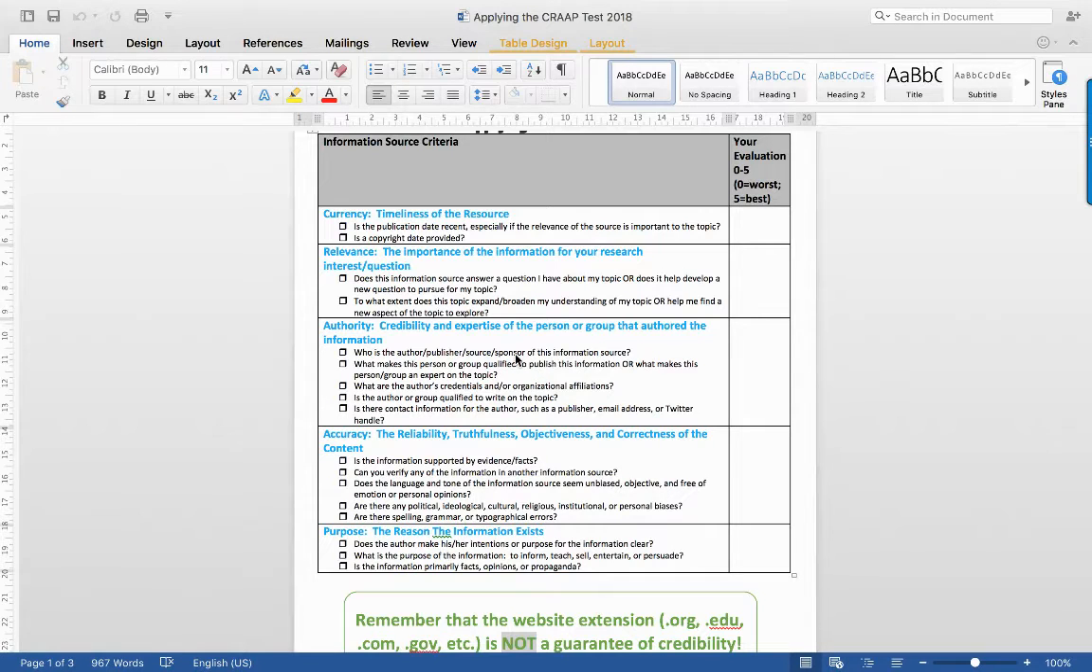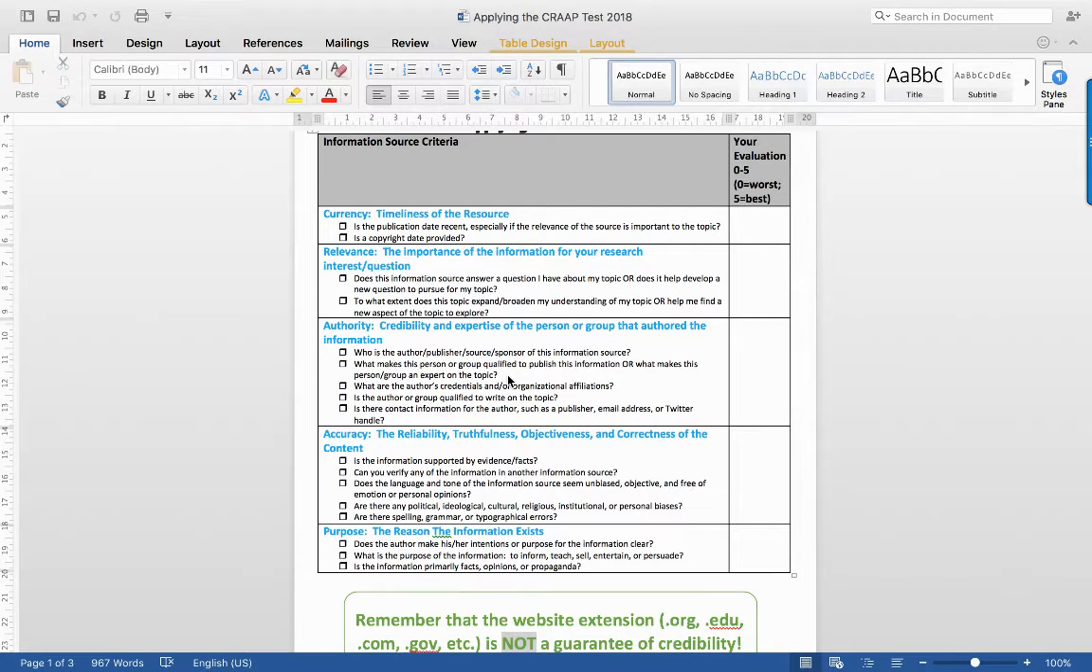Maybe also ask who sponsors or pays for this information, because it's very important to understand where and why someone has put something together. What makes this person or group qualified to publish this information, or an expert in the topic? A quick Google search of the author, publisher, source, or sponsor will help you understand whether or not they're an expert.